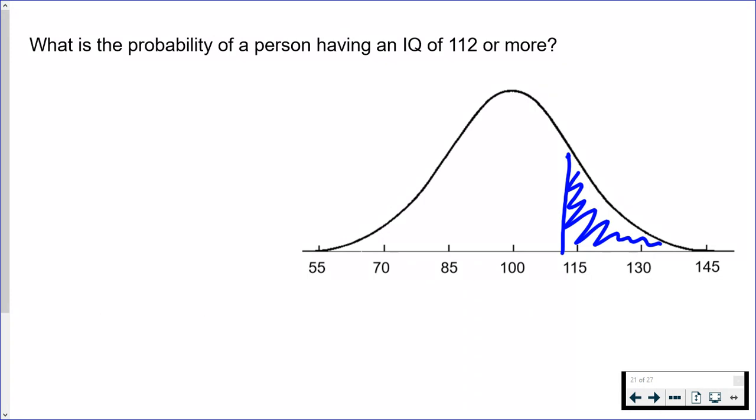This is the same thing as asking what percentage of people have an IQ of 112 or more. So to do this, we need to figure out our z-score because 112 is not exactly 1 or 2 standard deviations away from the mean. You can see that it's between the mean and 1 standard deviation. So we need to find its z-score. If you know how to do that or you want to practice doing that on your own, go ahead and hit pause to find that first.